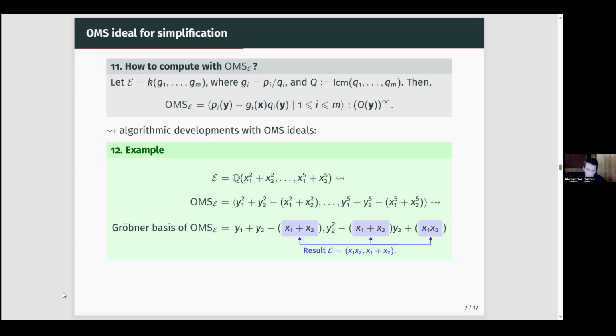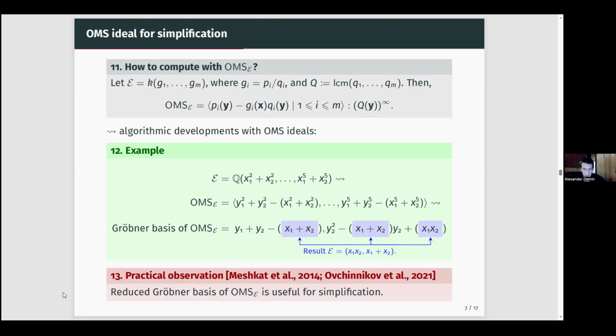So before I continue to the full first version of the algorithm, let me also note the following. The observation that reduced Gröbner bases of OMS ideals are useful for simplification in such a way was made before, so it's a known result, and it was used before.